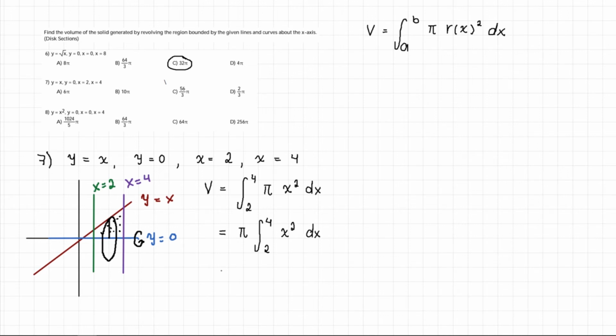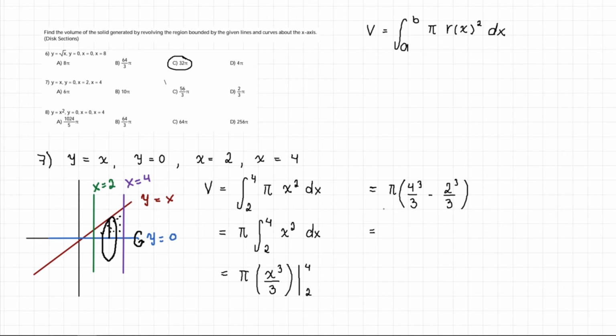Now the antiderivative of x squared is x cubed over 3, and we're going to evaluate that at 4 and 2. Okay, so I'm gonna continue over here, and I know that this is gonna be pi that multiplies 4 cubed over 3 minus 2 cubed over 3.